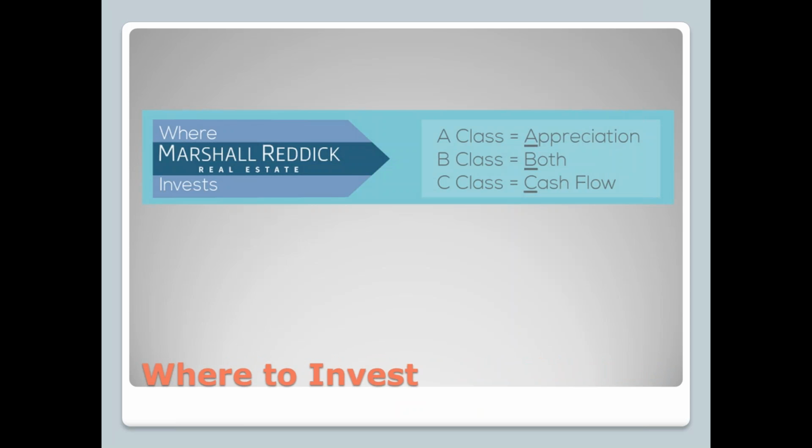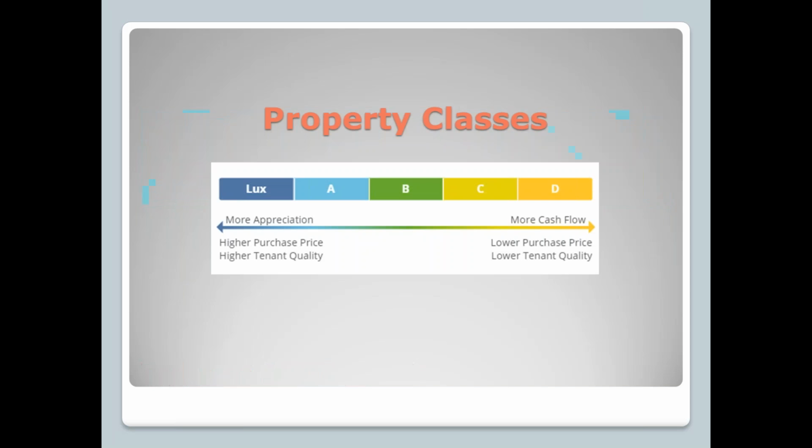So the easiest way to remember property classes is a very, very appropriate designation for each one, where A class is going to have more appreciation, B class is going to have a bit of a combination of both, and C class is going to have more cash flow. A appreciation, B both, C cash flow. And real estate's fun, right? Because it has this sort of sliding scale.